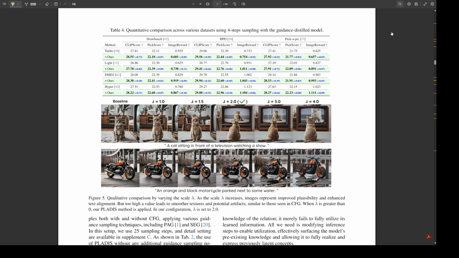Speaking of future research, what are some limitations of PLADIS? Well, one thing they mentioned is they haven't tested it on the very latest models yet. Like the really complex ones? Yeah, like Stable Diffusion 3. So it's possible PLADIS might need some adjustments? It's possible more research is needed.